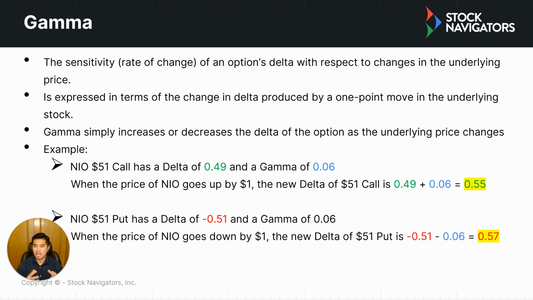For example, let's say I purchase a NEO $51 call, and it has a delta of 0.49 and a gamma of 0.06. So when the price of NEO goes up by $1, the new delta of the $51 call is going to be 0.49, which is the current delta, plus 0.06, which is the associated gamma. So the new delta for this move is going to be 0.55. And similarly, if I purchase a $51 put on NEO that has a delta of negative 0.51 and a gamma of 0.06, when the price of NEO goes down by $1, the new delta for my $51 put is going to be 0.51 plus 0.06, which is 0.57 to the downside.